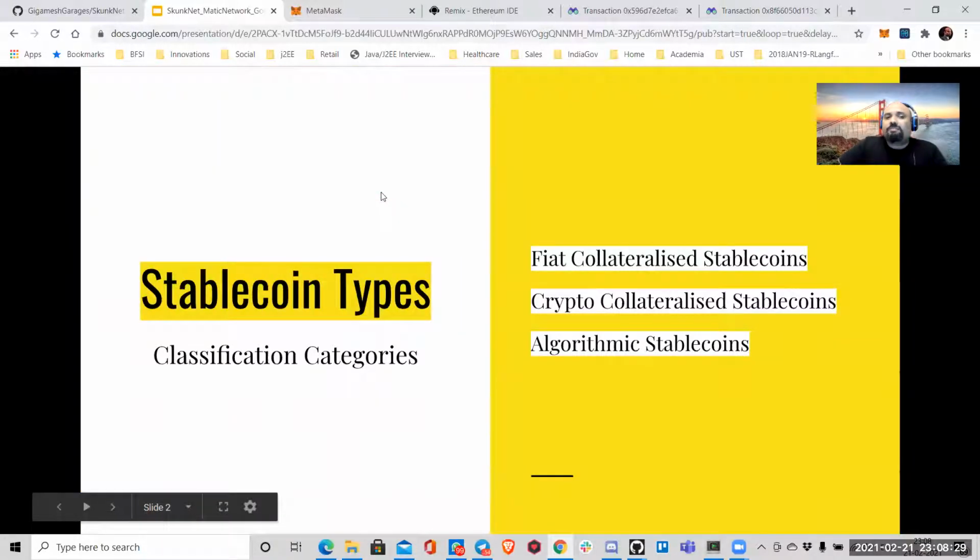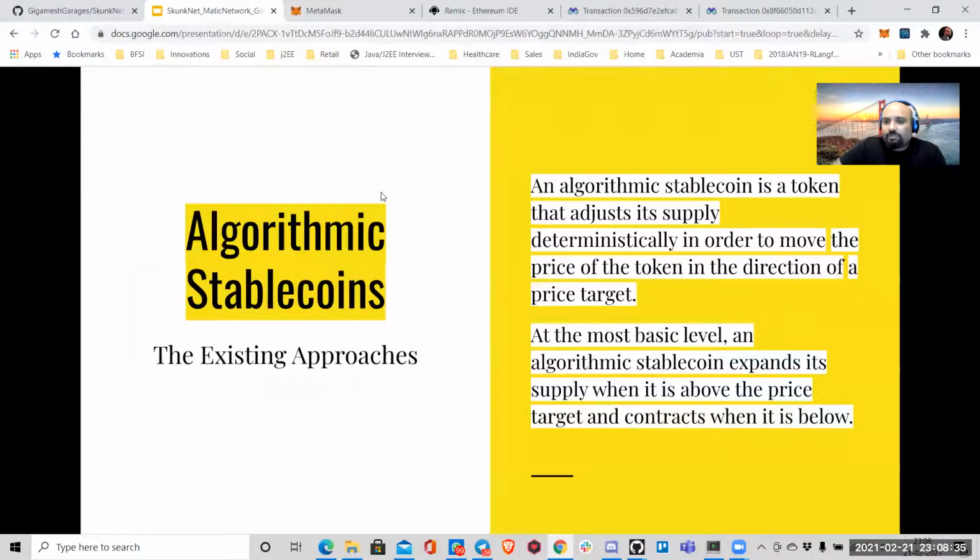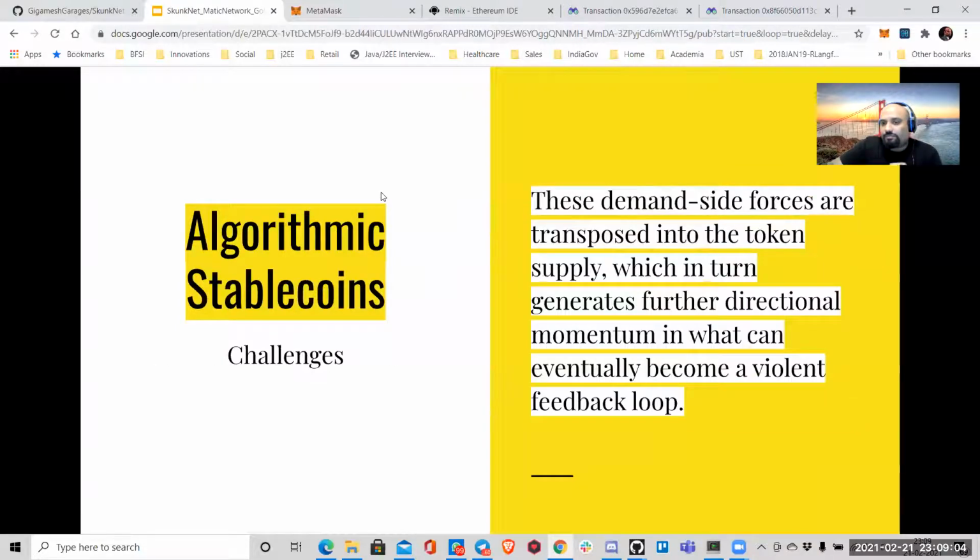As you have seen, there are three kinds of stablecoins. Our focus is algorithmic stablecoins, and these algorithmic stablecoins are able to adjust their supply deterministically in order to move the price of the token in the direction of a price target. At a basic level, an algorithmic stablecoin expands its supply when it is above the price target and contracts when it is below. So what we need is a very secure, stable mechanism to control the supply, in an elastic way, when it expands and contracts. The stablecoins really depend on the demand side force.